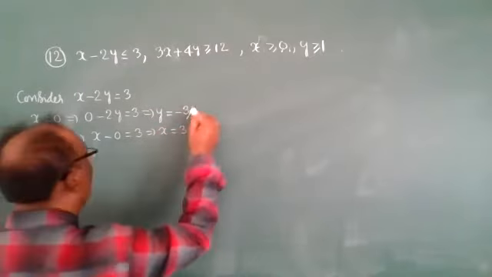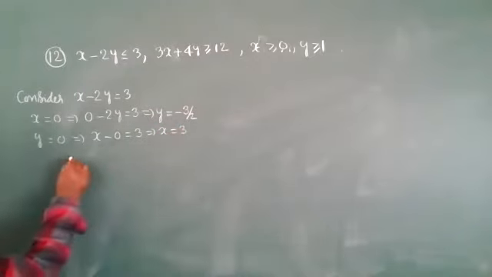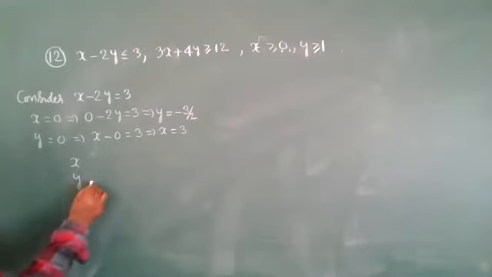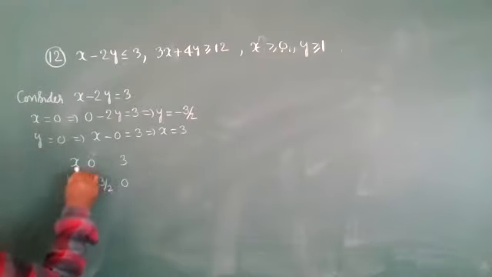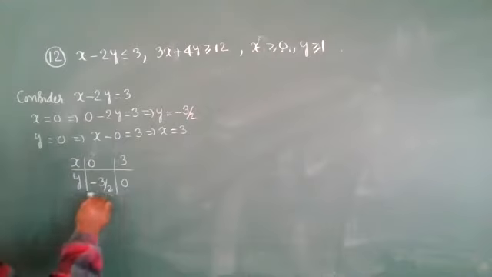Write down the table: x, y. When x is 0, y value is minus 3 by 2. When y is 0, x value is 3. One table is over.